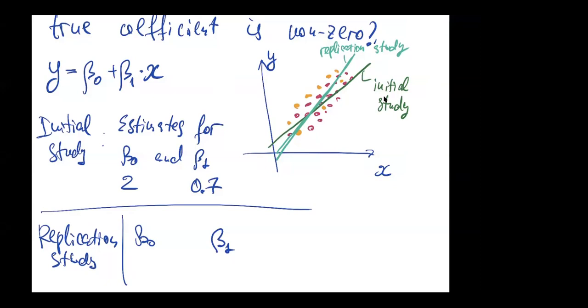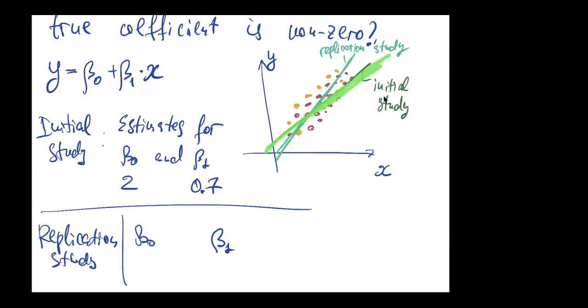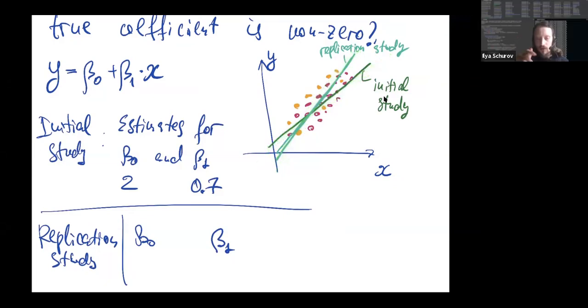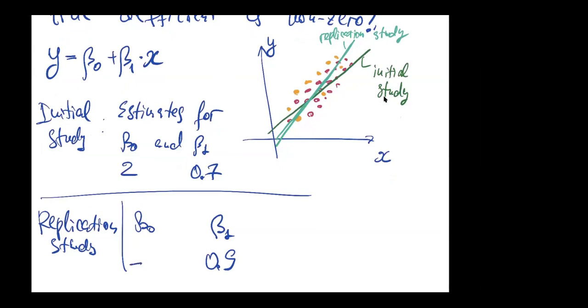I suppose it can be seen from the slope of the line. Exactly, yeah. We see that this line is just slightly larger than this line. The slope of this new line is slightly larger than the slope of this line. So let us put something here like 0.9. And what about beta naught? Minus 1. Yeah, something like minus 1. Correct.